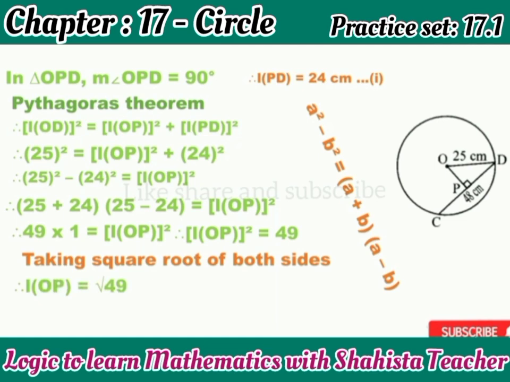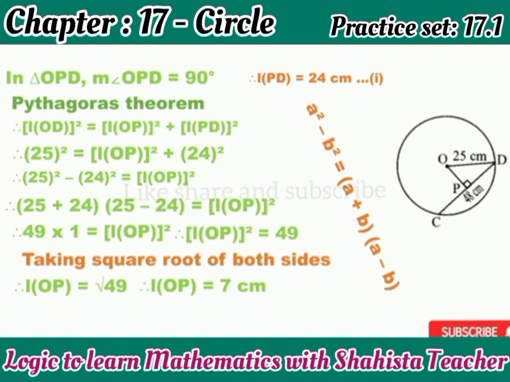So the length of OP is equal to root of 49. Root of 49 is 7. So the length of OP is equal to 7 centimeter. Is that clear, my dear students? So simple and easy to understand. Here we know that the length of OP is equal to 7 centimeter.